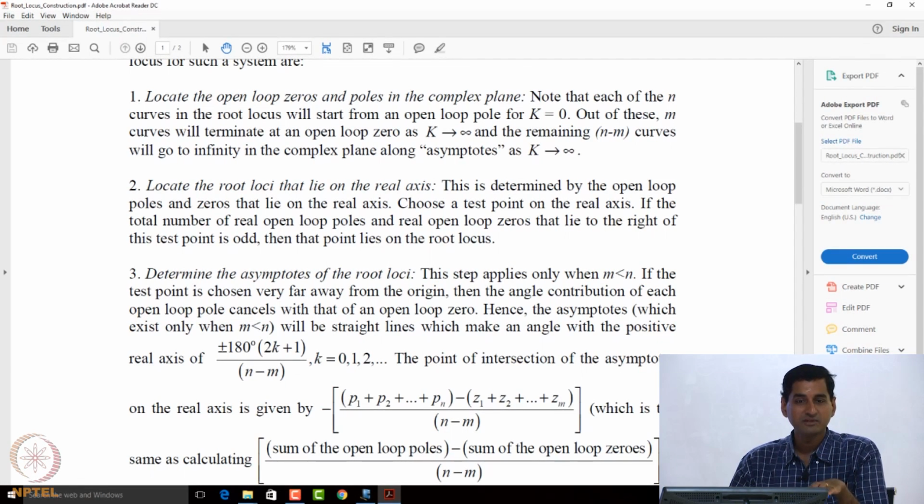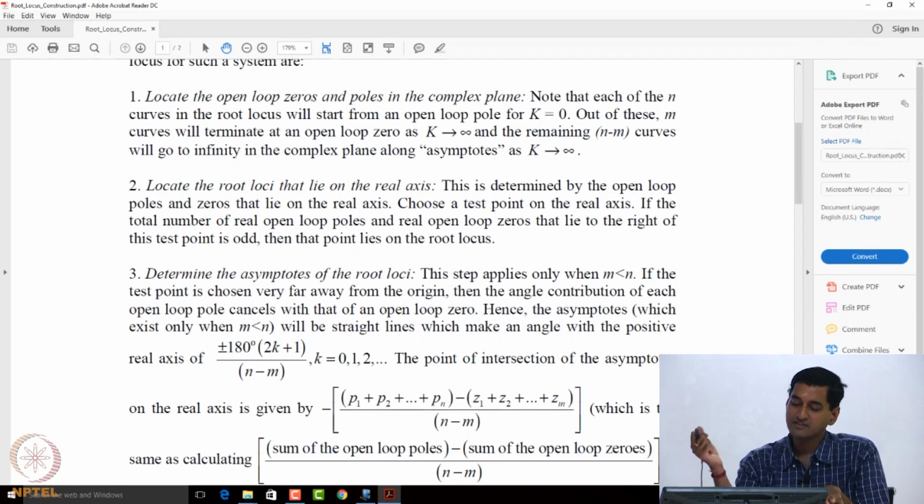Then we figured out how to get the parts of the root locus that lie on the real axis. We used the angle condition in that regard. We divided the real axis into subregions based on the location of open loop poles and zeros. In each subregion you take a test point and look to the right of the test point. If the number of real open loop poles and real open loop zeros is odd, then that region lies on the root locus. That is the second step.